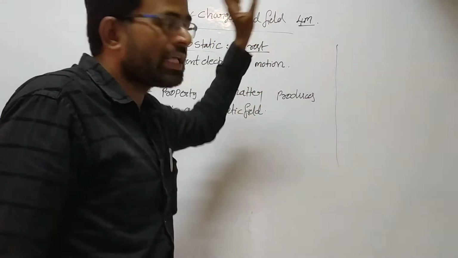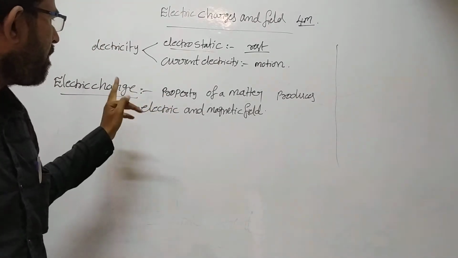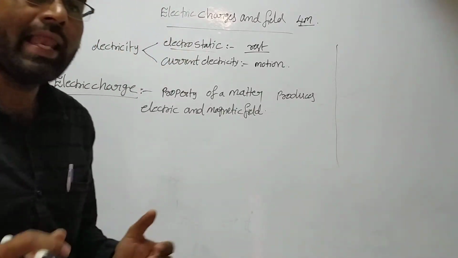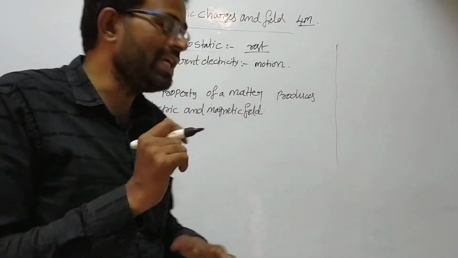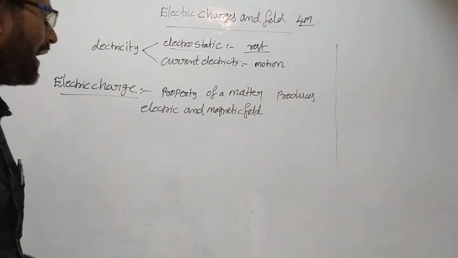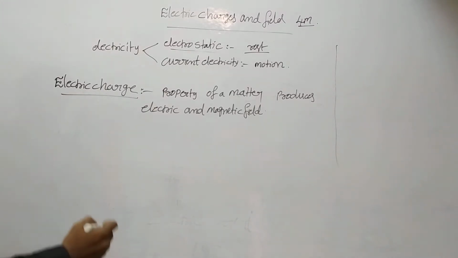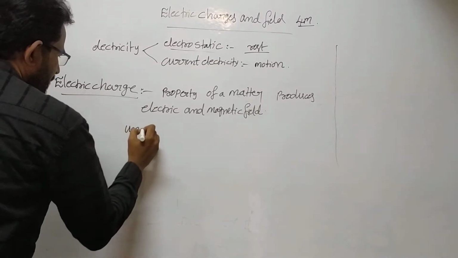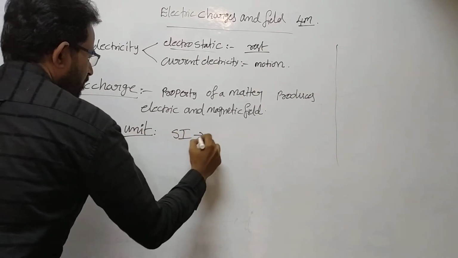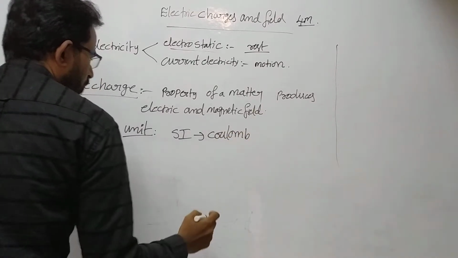Again, what is electric charge? Electric charge is a property of matter that produces electric and magnetic fields. What is the unit of charge? The SI unit of charge is the coulomb.